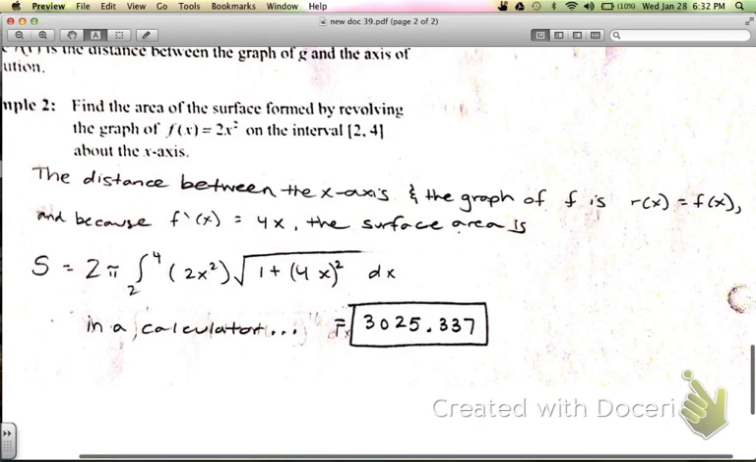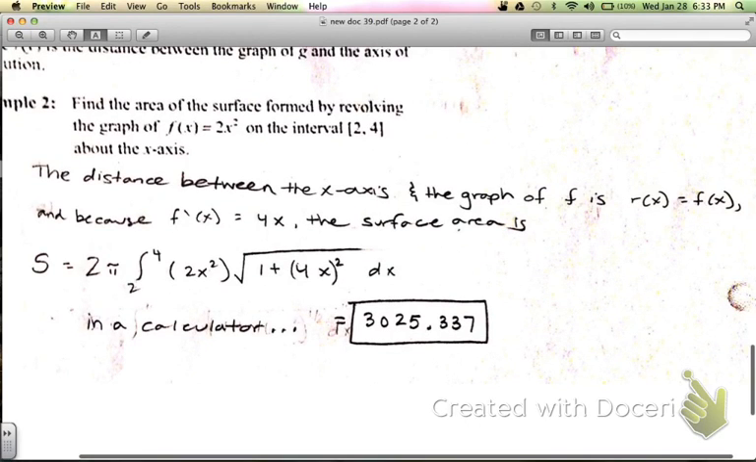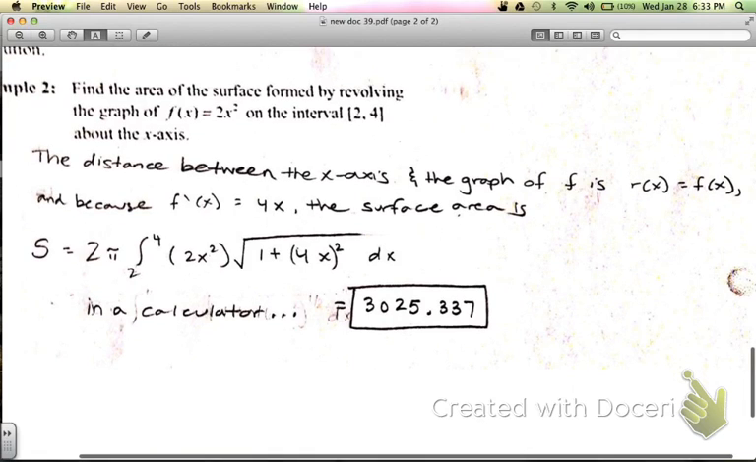So you get 2 pi times the integral from 2 to 4 of r of x, which is 2x squared, because that's the distance from the x-axis to the function, times the square root of 1 plus the first derivative squared, which is 4x squared. We won't take the time right now to solve this because it would be a little too much work. In a calculator I plugged it in and got 3025.337. So let's look at some examples out of the book.